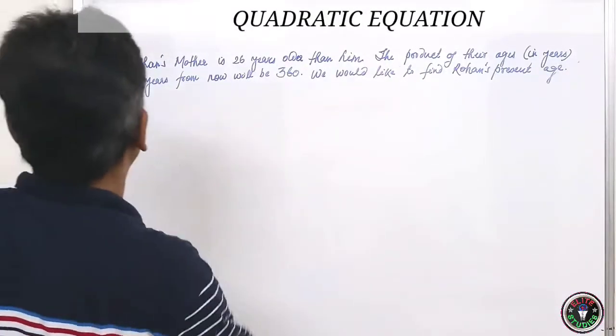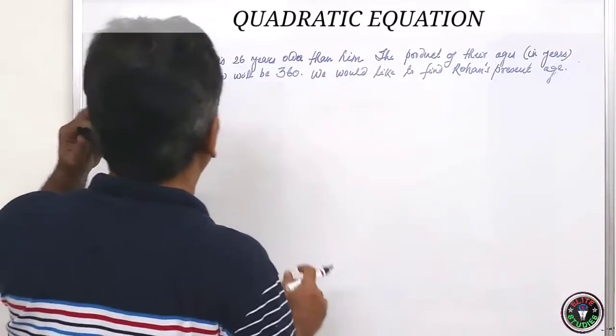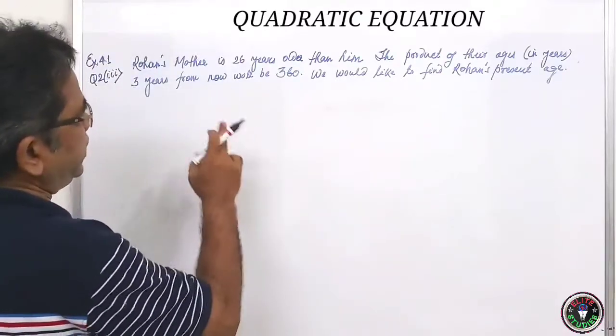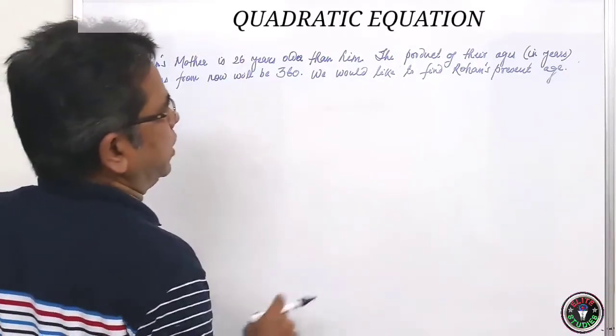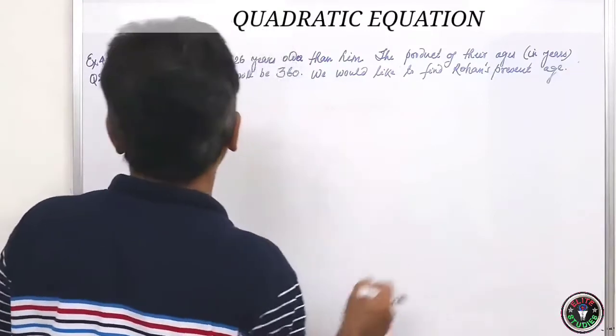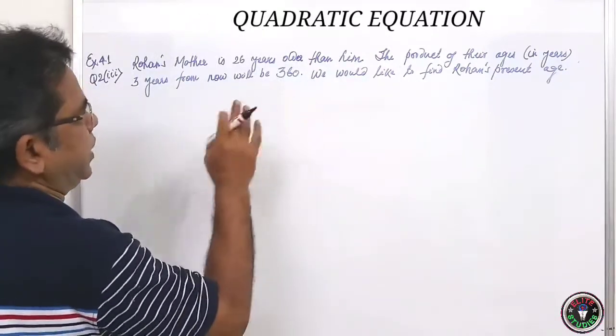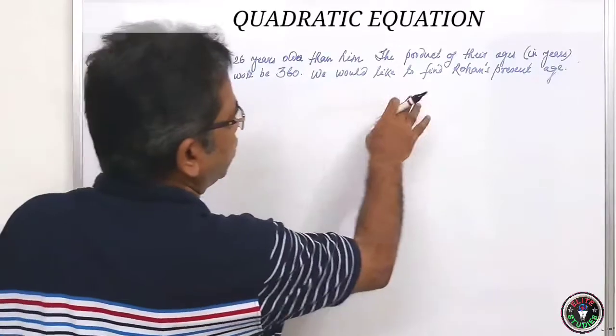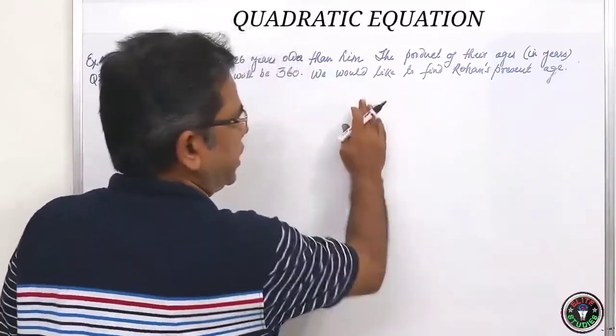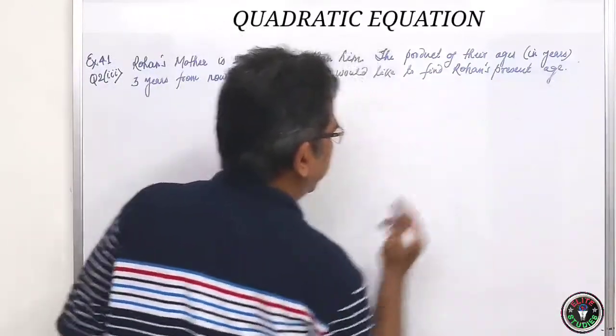Now let us see question number 2.3. Rohan's mother is 26 years older than him. The product of their ages in years 3 years from now will be 360. What we would like to find is Rohan's present age. So here the unknown is Rohan's present age.